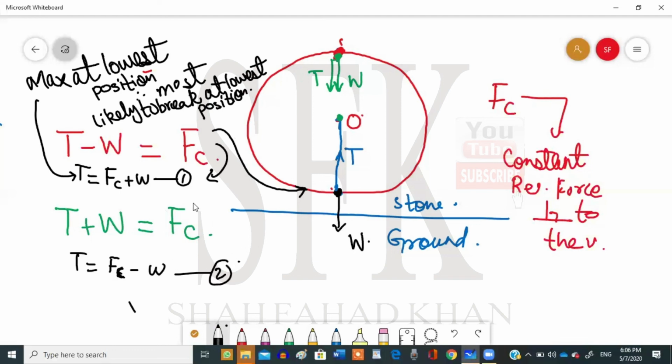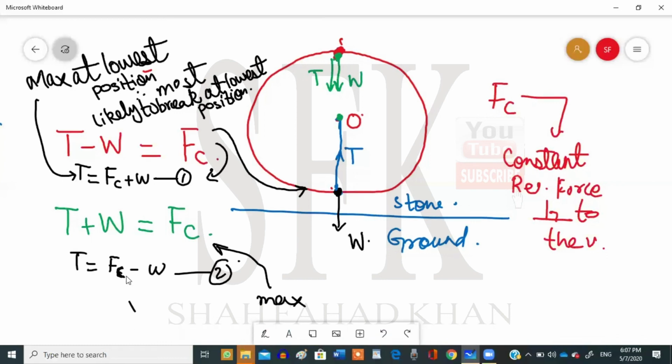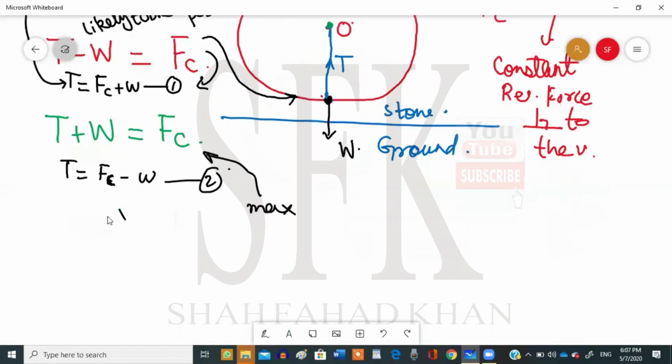This green equation is for the maximum position where the tension is the least, because the weight is being subtracted from the centripetal force. And if you talk about the lowest position over here, the tension is the greatest because they are being added up. Now these two equations are very important.